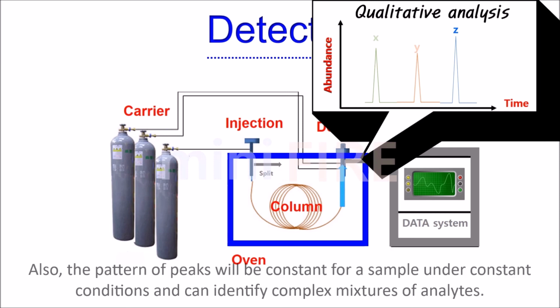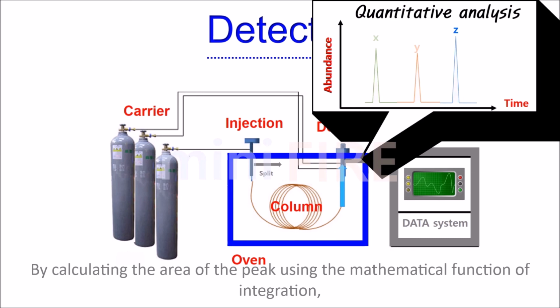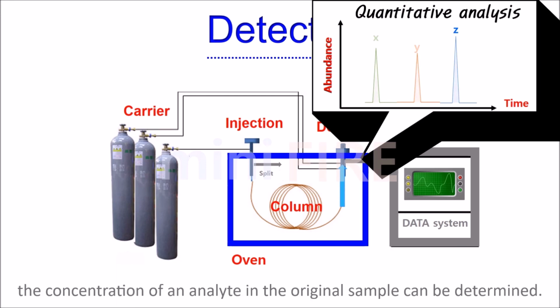Also, the pattern of peaks will be constant for a sample under constant conditions and can identify complex mixtures of analytes. The area under a peak is proportional to the amount of analyte present in the chromatogram. By calculating the area of the peak using the mathematical function of integration, the concentration of an analyte in the original sample can be determined.